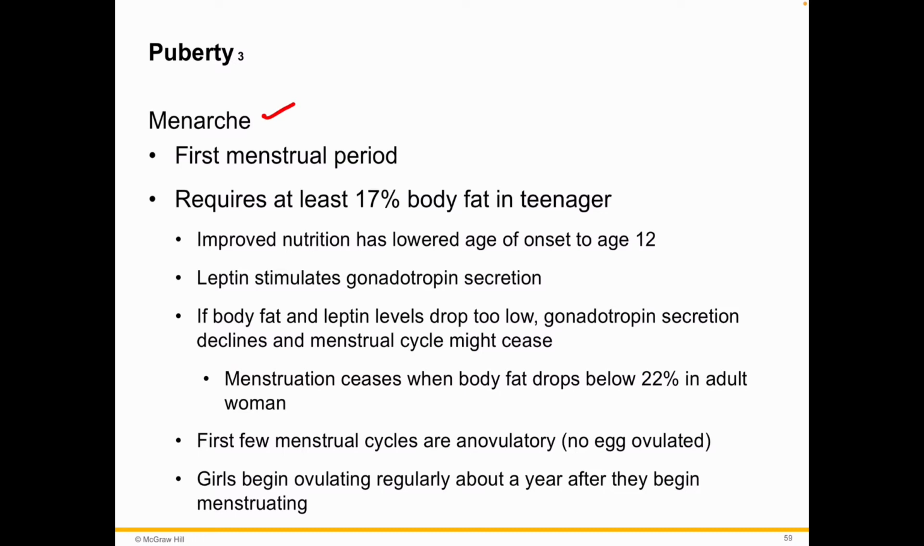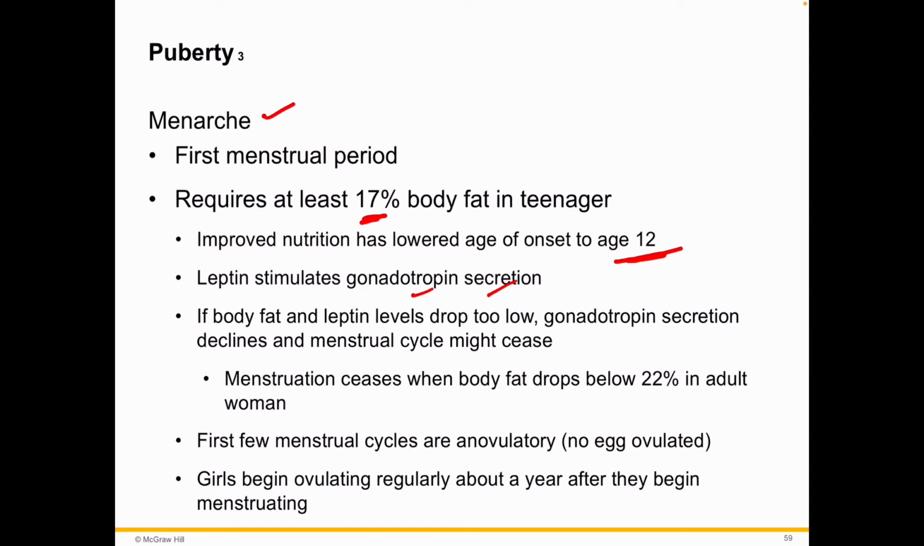It requires at least 17% body fat in the teenager. If you have improved nutrition, sometimes the onset can be lowered to an average age of around 12. That is definitely lower than it was, maybe by as much as a handful of years, not even 100 years ago. So again, that's where they're starting to talk about environmental components that are impacting puberty in humans.